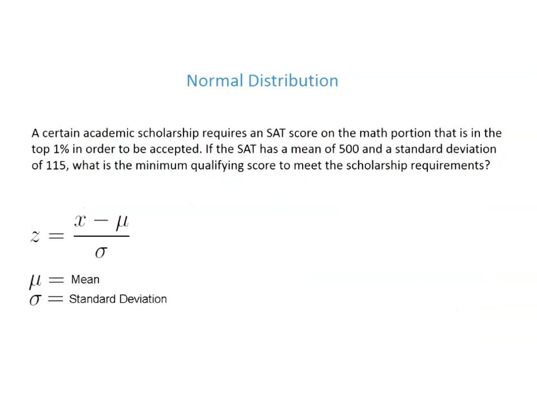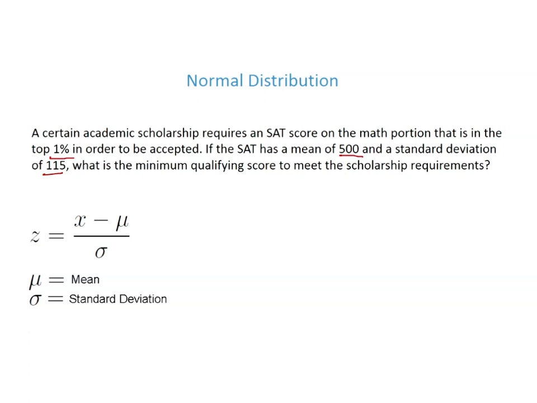All right. A certain academic scholarship requires an SAT score on the math portion that's in the top 1% in order to be accepted. If the SAT has a mean of 500 and a standard deviation of 115, what's the minimum qualifying score to meet the scholarship requirements? So in this one, we are in essence given the z-score.